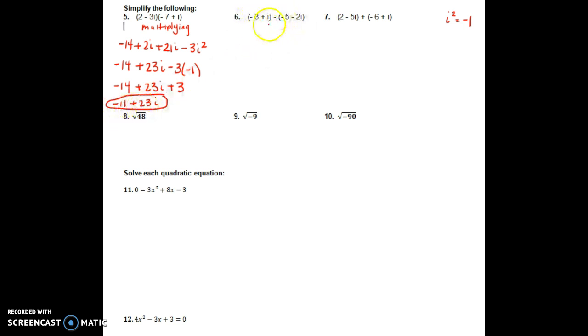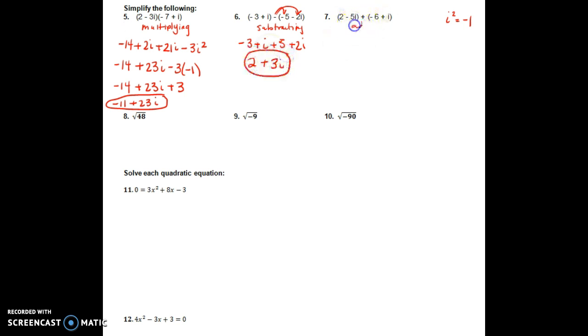In question 6, you must recognize that you are subtracting. And before you can do anything, you should handle the subtraction, possibly by distributing. So you get a negative 3 plus i, minus minus means plus 5, minus minus means plus 2i. And now this is all addition, so you just add like terms. So negative 3 and 5 is 2, and i and 2i gives you plus 3i.